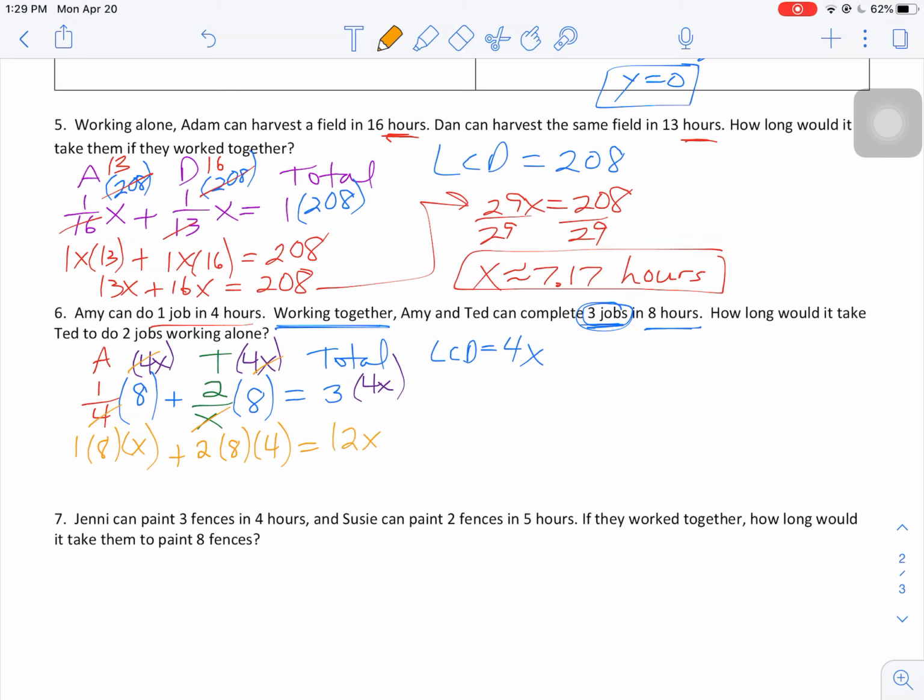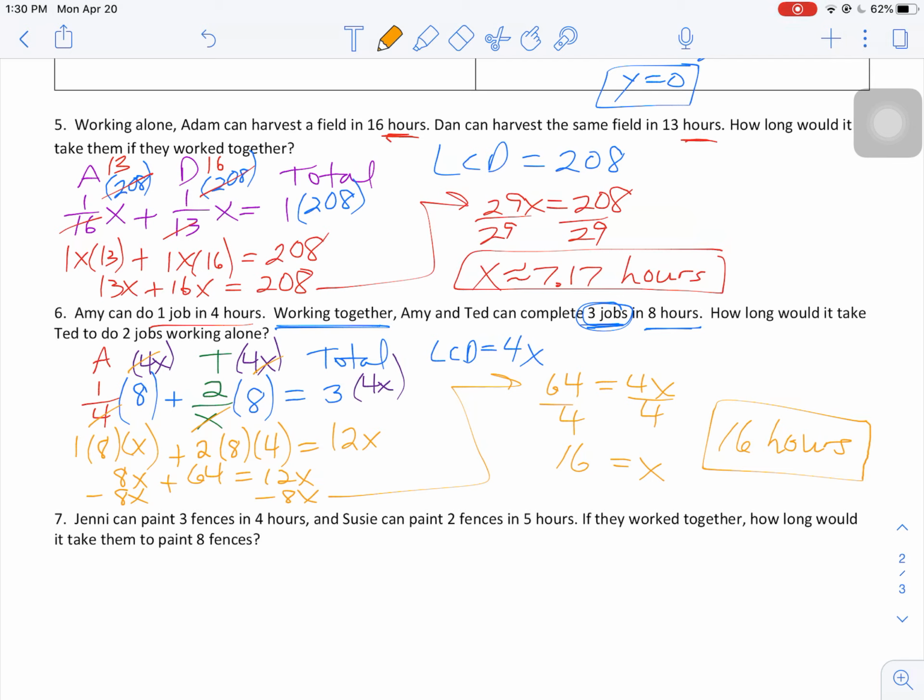And then we should be able to just solve like normal from here. So 8x plus 2 times 8 times 4 is 64 equals 12x. Minus 8x, minus 8x. Slide this over here. So 64 equals 4x. Divide by 4, divide by 4. x equals 16. So 16 hours for Ted to do 2 jobs working alone.